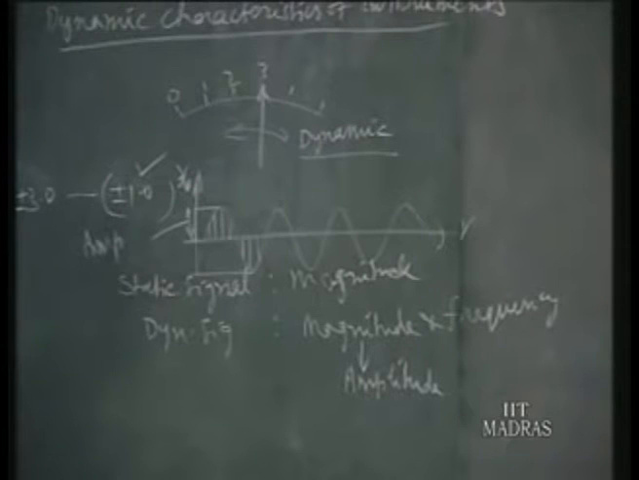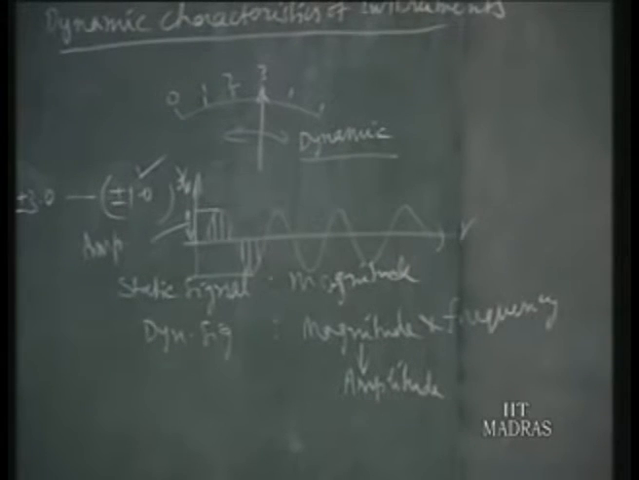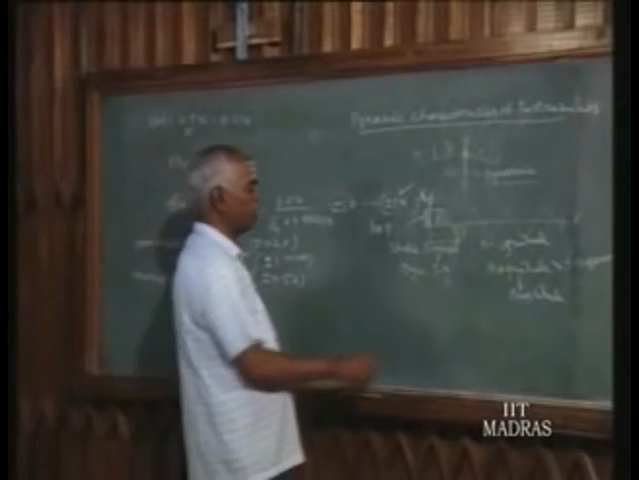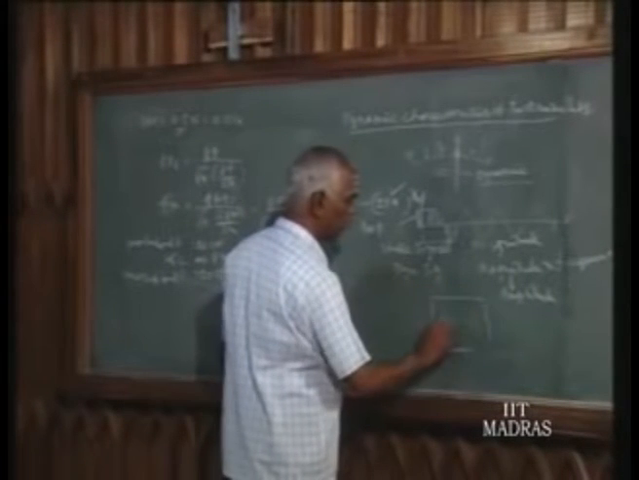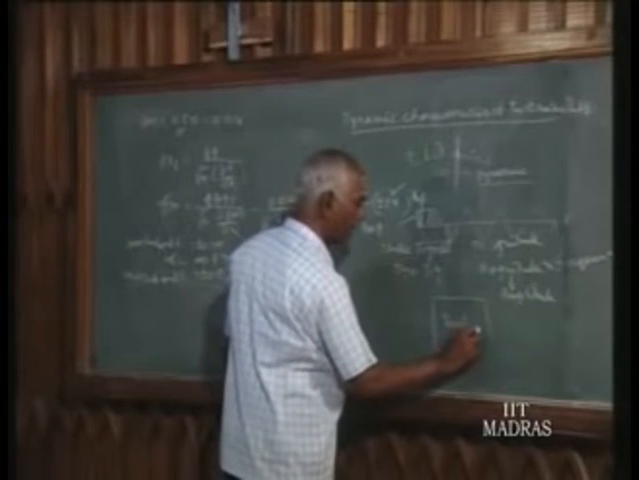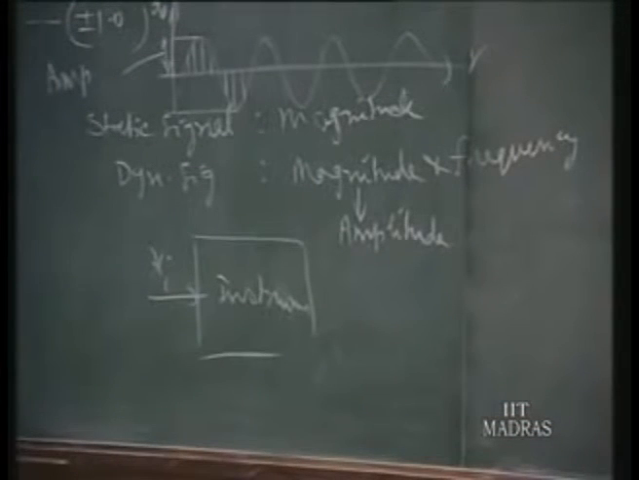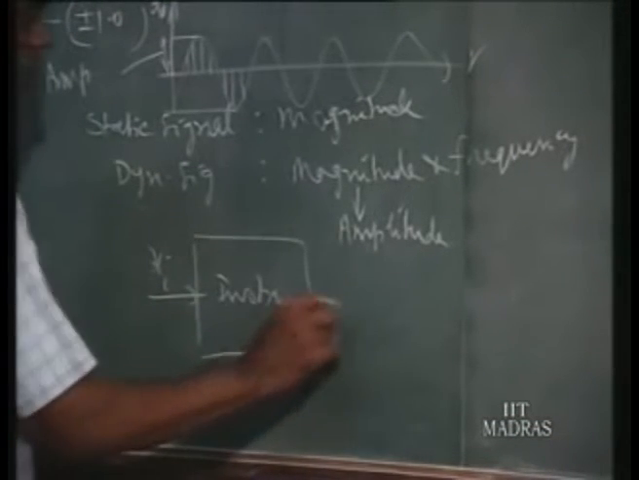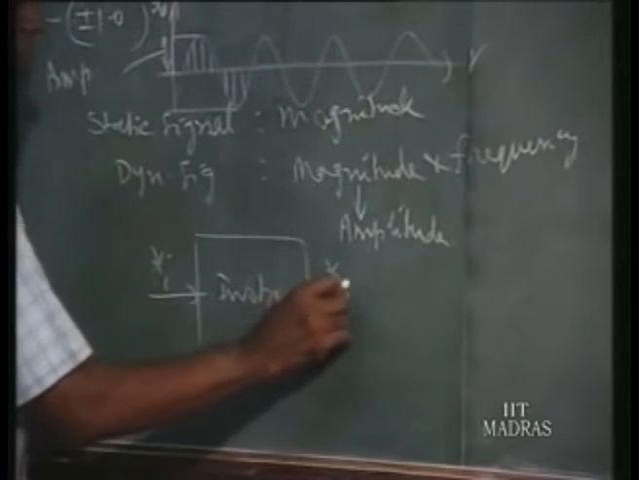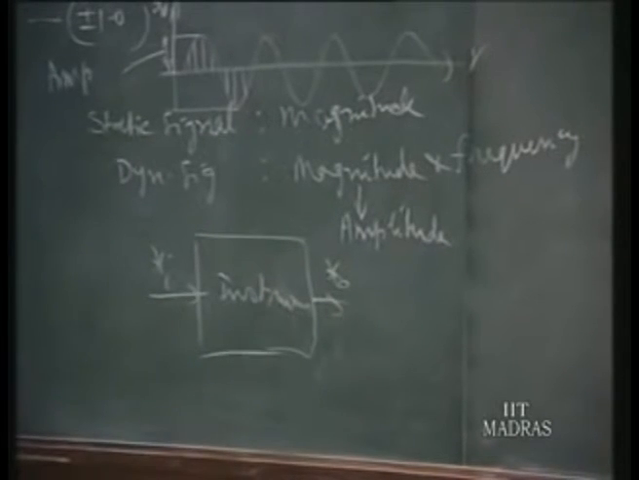Now, suppose we have an instrument, and to that instrument we give the signal xi, which is a varying one. This is a dynamic signal. What will be the output, how is the output going to vary?